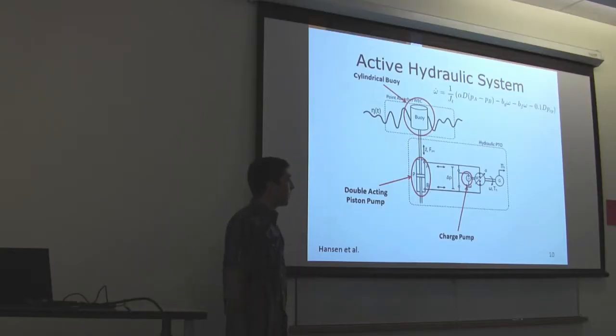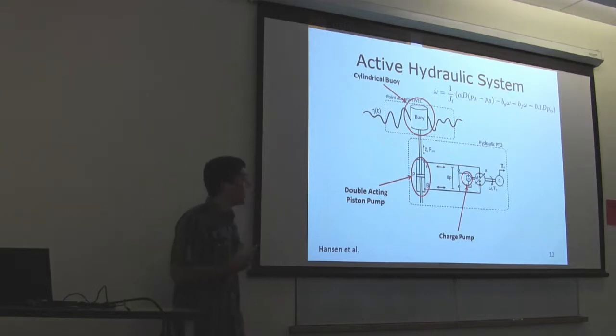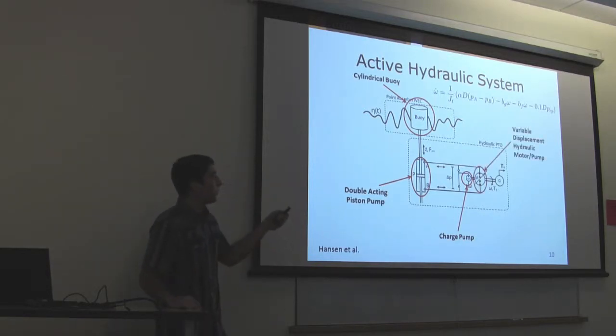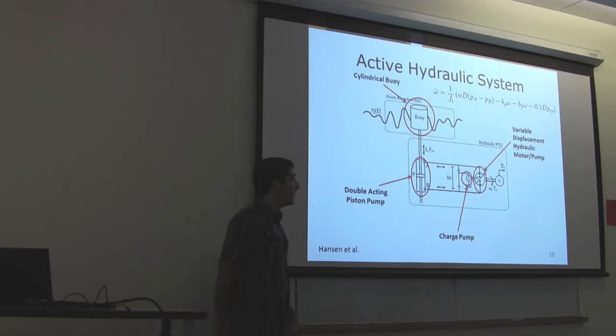For the active hydraulic system, we use the same buoy. These are the same parameters for the buoy. Then we use the same size double-acting piston pump. We have a charge pump on here, and that's to replenish the flow. We have a variable displacement hydraulic motor pump, and this is the key ingredient here. It's able to change its displacement from positive all the way through zero to negative. So an alternating pressure source can have a unidirectional rotational motion.